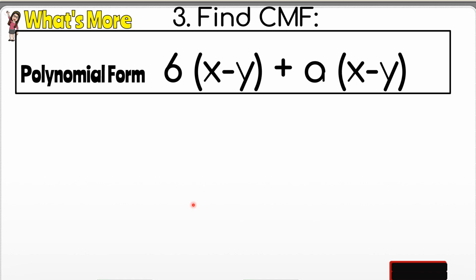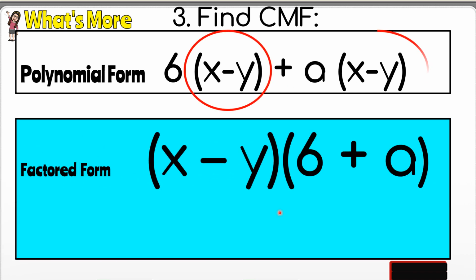How about number 3? We need to find the CMF and find the factored form of 6 quantity x minus y plus a quantity x minus y. Obviously, kita po natin na meron na tayong common factor between these two terms, no? And that is x minus y. So, therefore, if I'm going to give you the factored form of this polynomial form, we have quantity x minus y and quantity x6 plus a.